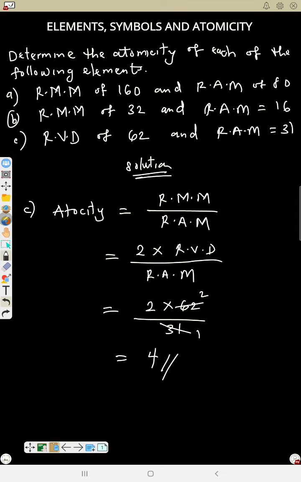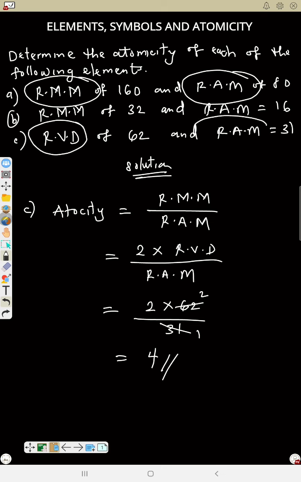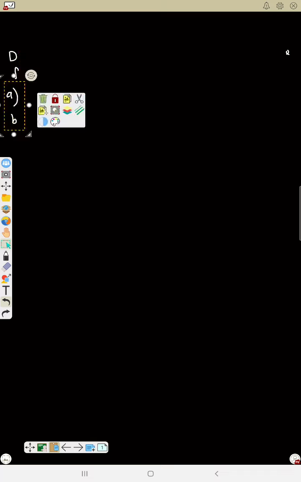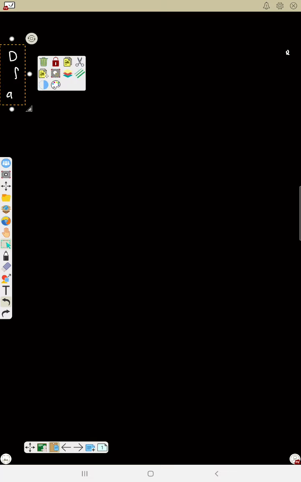So that is how you can find atomicity of an element if you know the relative molecular mass and you also know the relative atomic mass, or if you know the relative vapor density and you also know the relative atomic mass. So that is how you can find it. So now let's proceed. Note that, let me clear this.